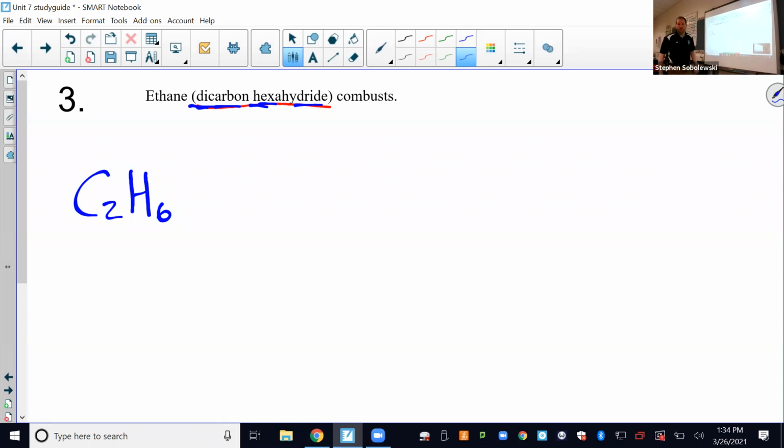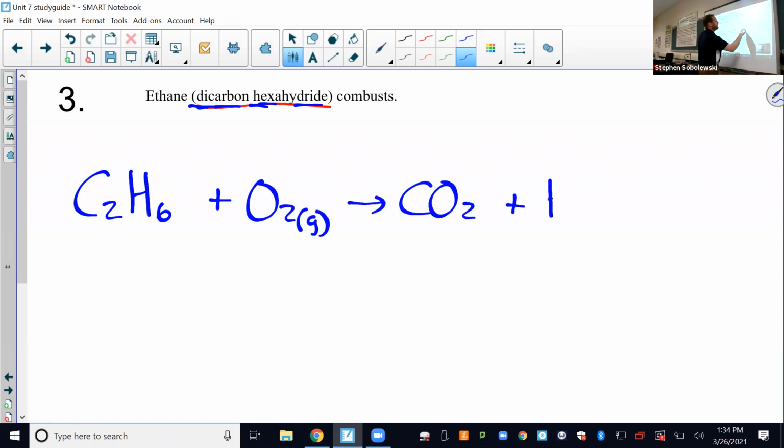Combusts. You've got to just know what combustion is. Combustion is plus O2 gas yields CO2 plus H2O. And now we just balance. So we've done plenty of these before. H, then C, then O. So I have H6 and H2, so I need a 3 here. Before I write a 3, I'm going to think, is that okay?